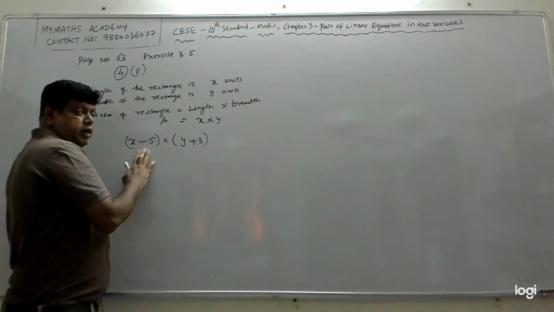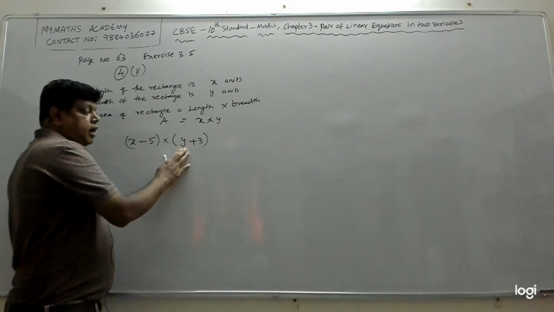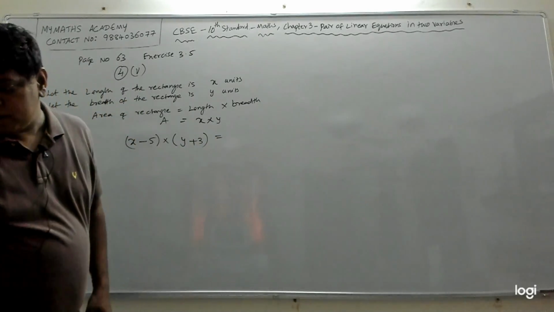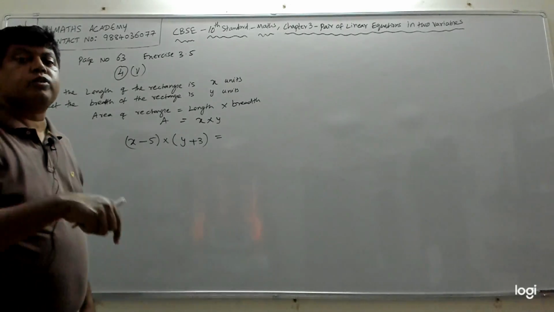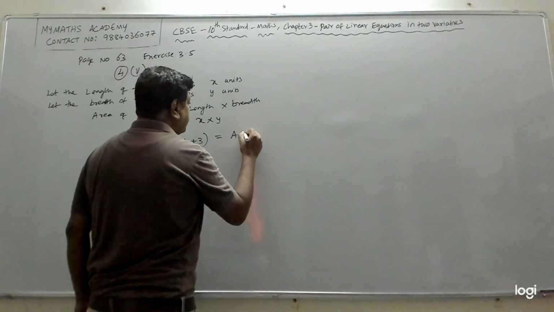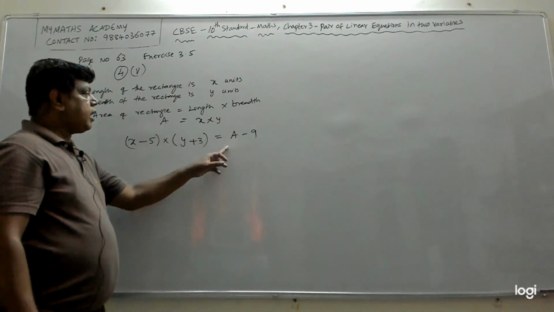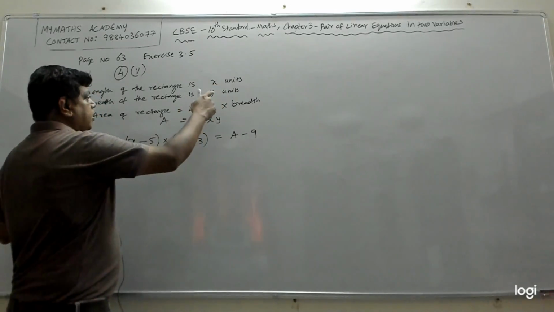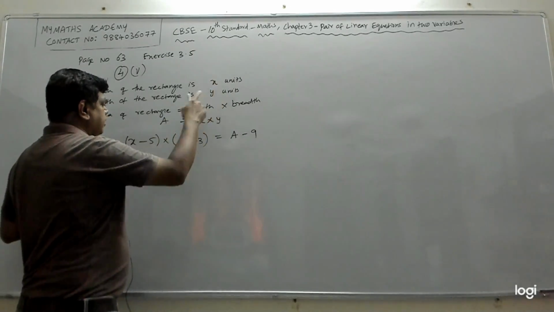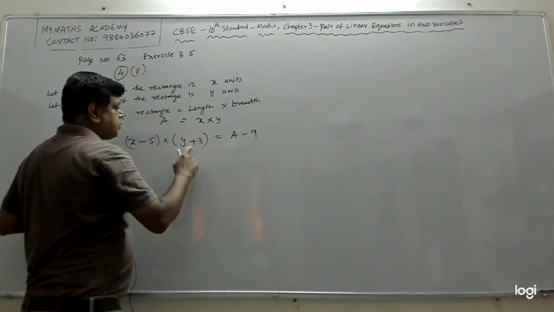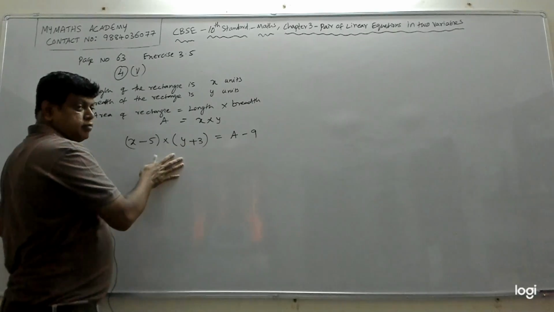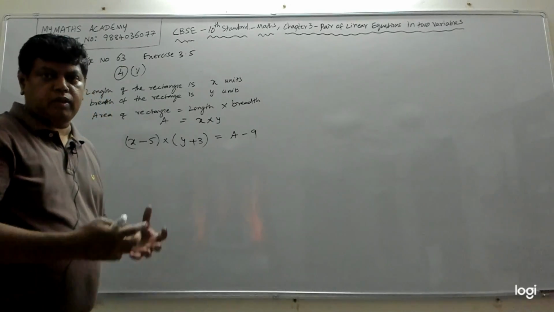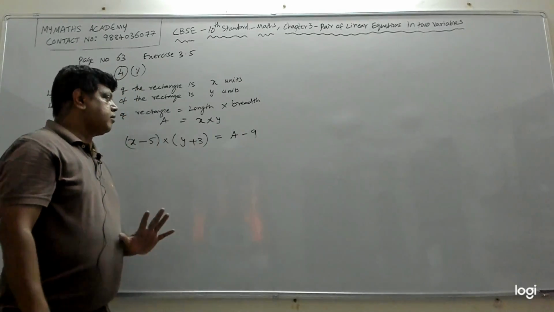If the length of the rectangle reduces by 5 means x minus 5, and the breadth is increased by 3 means y plus 3. Then the area becomes what? The area of the rectangle gets reduced by 9 square units, which means area is area minus 9. Initially, what was the area? A. Now it is reduced. So initially the length was x and breadth was y, A was the area. Now when length reduces means x minus 5, breadth increases means y plus 3, and length into breadth is the new area of this length and this breadth. And the new area is 9 less than the original area. The area gets reduced by 9 means A minus 9.